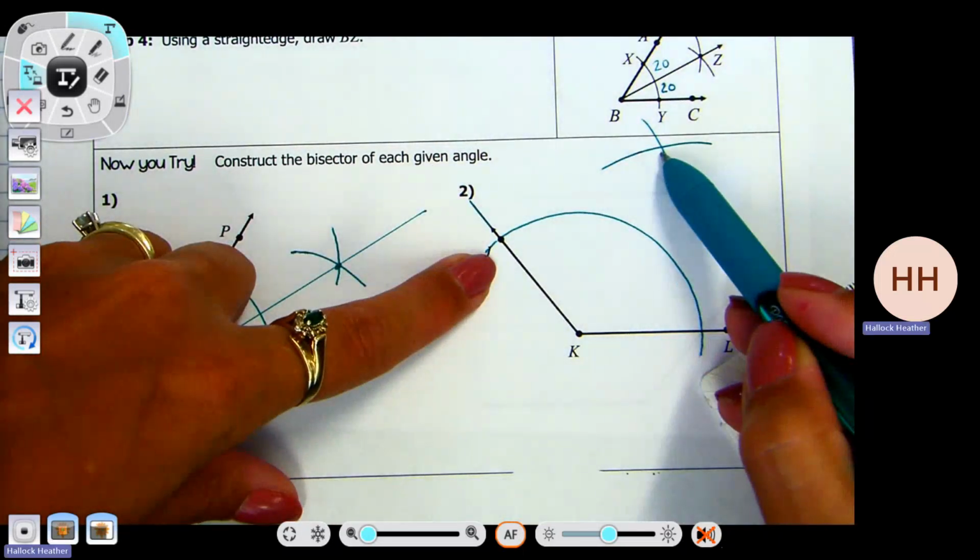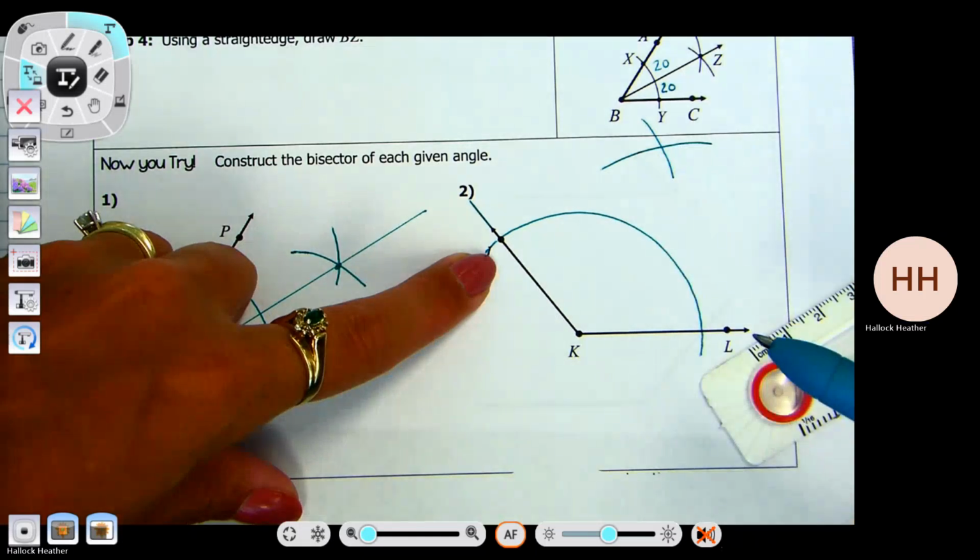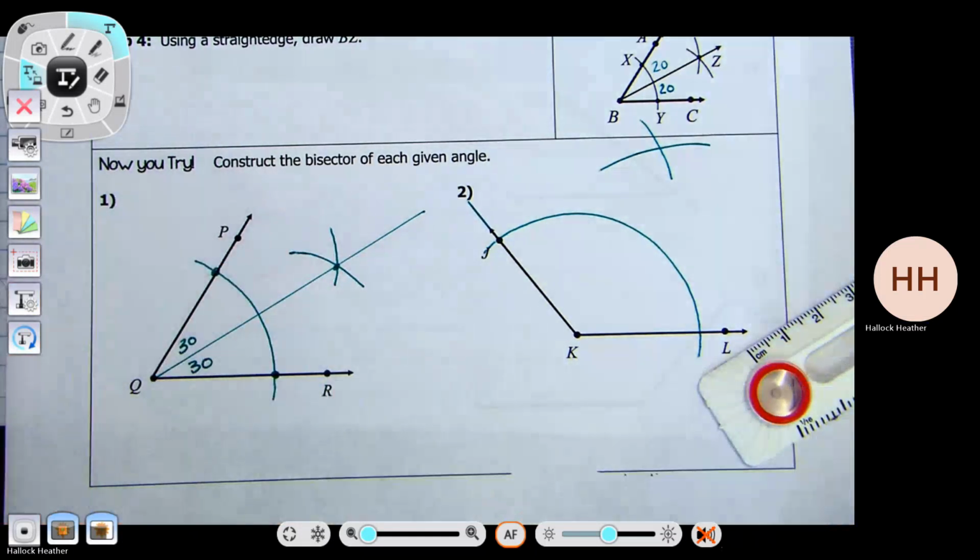That's fine. Did they cross? Because it's obtuse, so it's awkward and ugly.